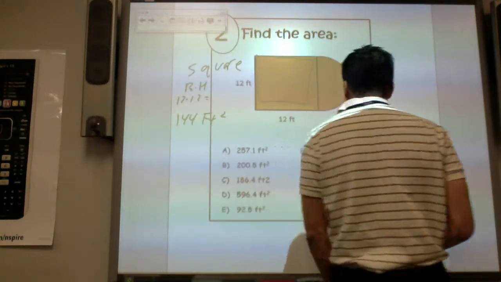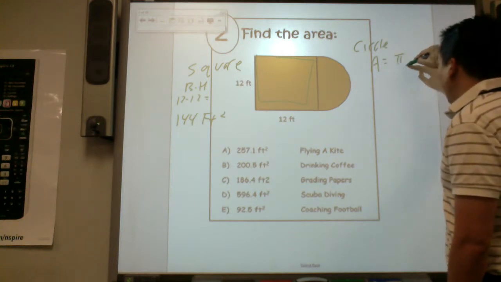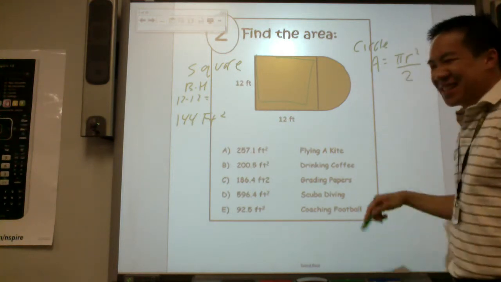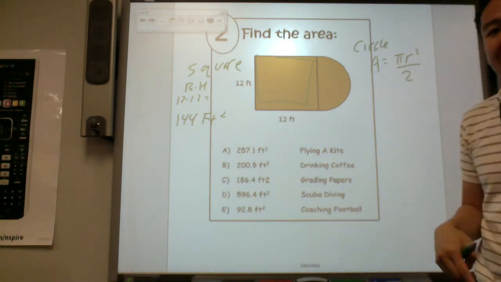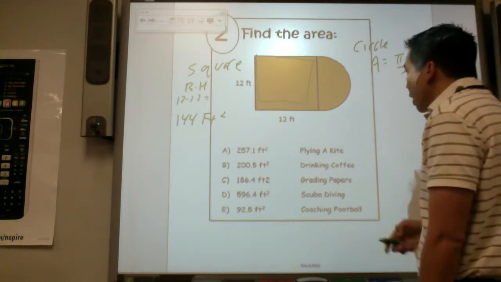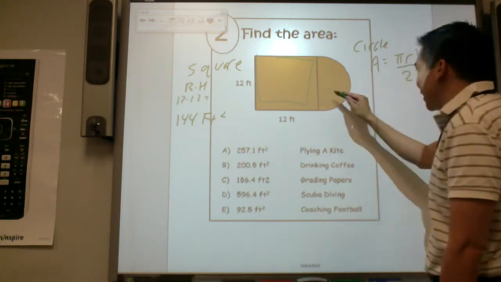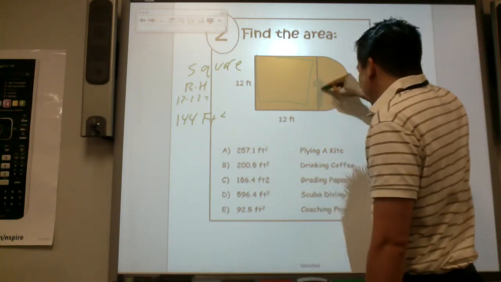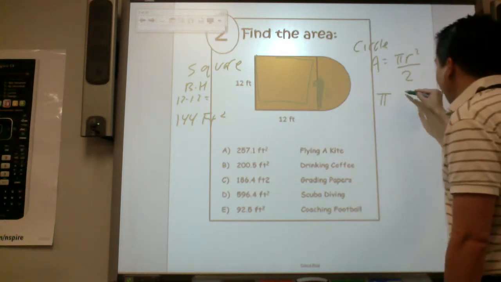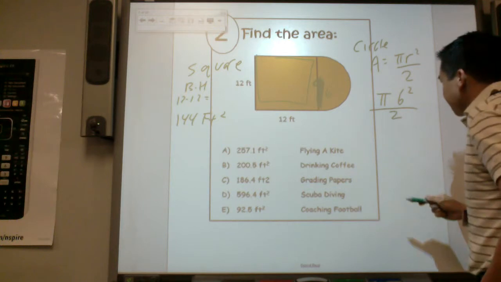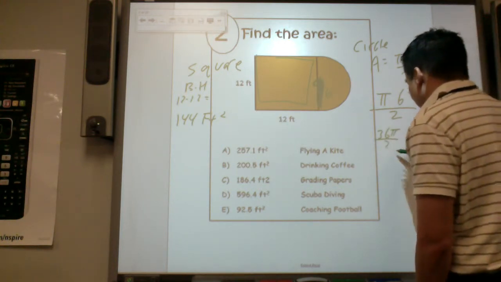Here I see a semicircle. How do you find the area of a circle again? It is pi r squared, but since it is a semicircle, we need to cut the circle in half. We have to divide by 2, so it's half of a circle, a semicircle. To find the area of a semicircle or circle, you have to know the radius. So what would the radius from here to here be? Well, if this whole thing is 12, then this radius has to be 6. So pi times 6 squared divided by 2. And what is 6 squared? 36 pi divided by 2.